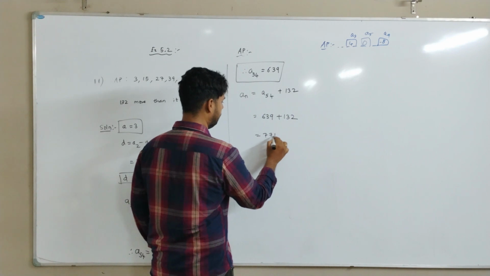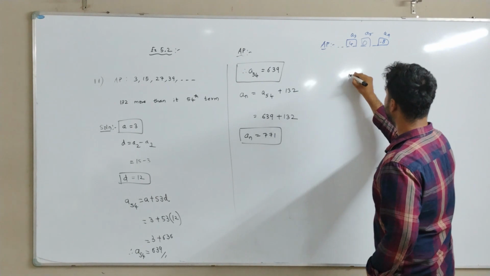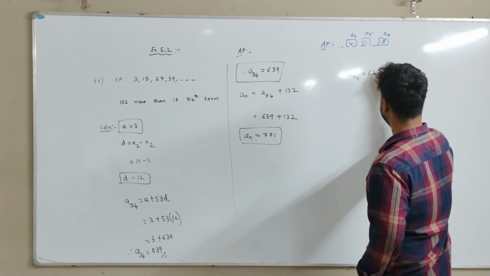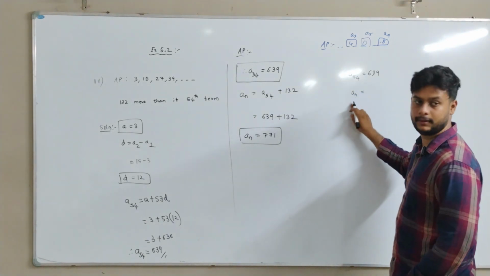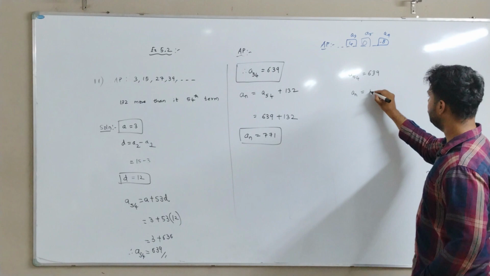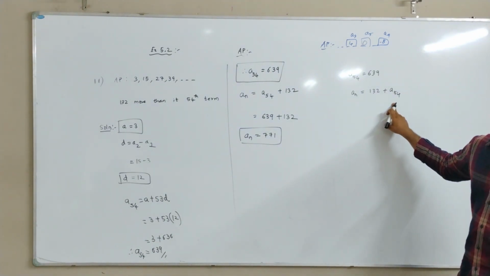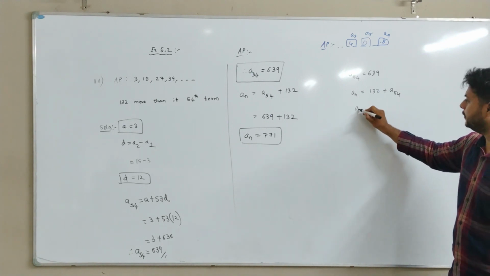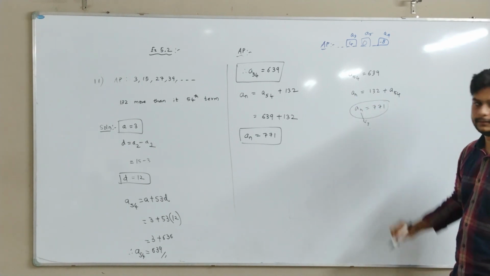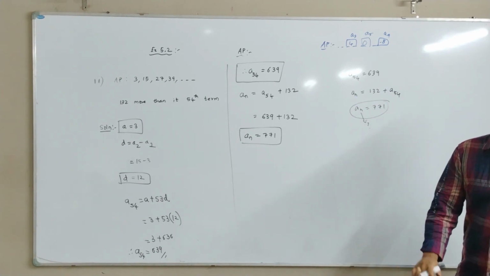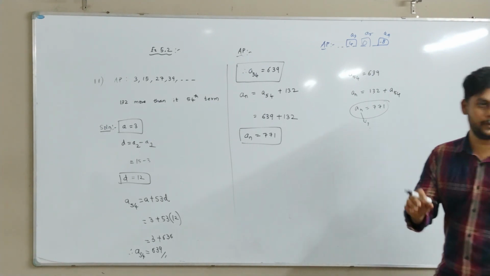Now see here, till now what I did I will tell you. I understood A54 is 639, and they have told me there is some term, I don't know what that term is, that is 132 more than the 54th term. So I understood that An is how much now? 771. But still I don't know which term it is. n is equal to question mark. I have not got that n, which term it is. I know that value now, 771, but I don't know what that term is.